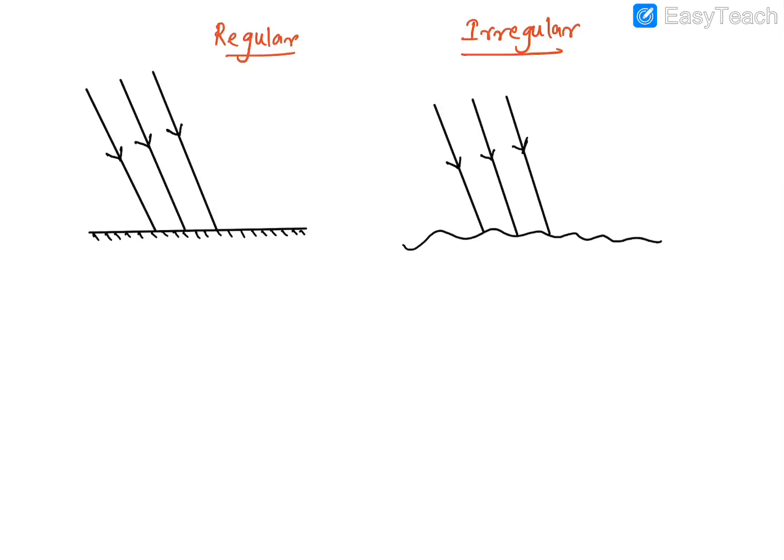Second thing, now the reflected rays. What happens in a regular reflection? In regular reflection, your light rays will be reflected back, but what will you notice? When they are reflected back, your reflected light rays are also parallel. Whereas in the irregular case, your reflected rays are not parallel to each other.